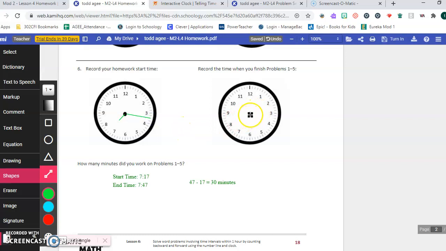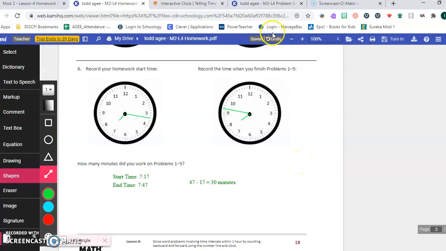That's when I started, and then when I finished, the hour hand has moved a little bit closer to the 8, not exactly to the 8, and I'm going to the 47 here. And so this would be my start time, 7:17, my end time, 7:47. I am going to subtract my starting time from my ending time to get the total number of minutes.